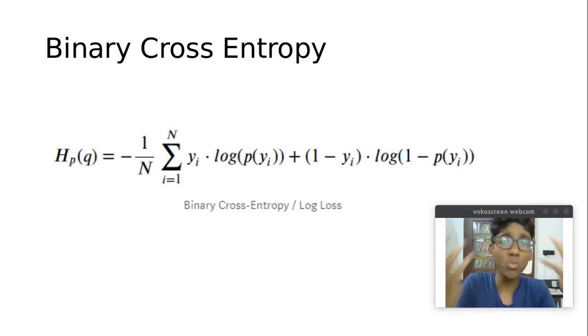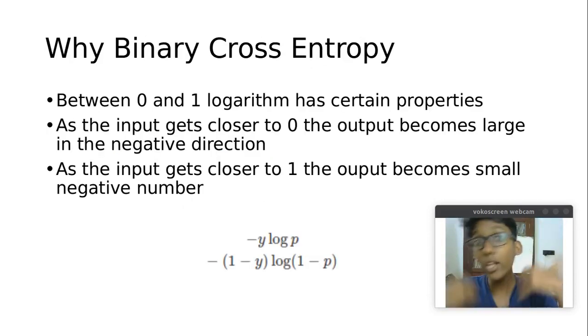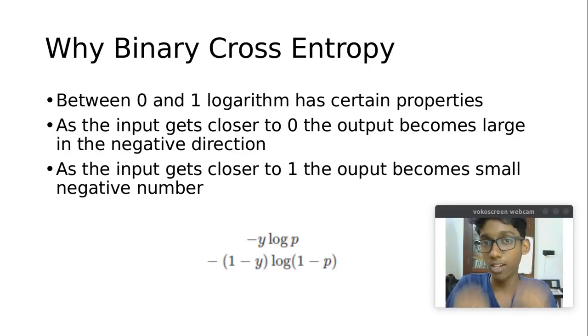Why can't we use mean squared error? I'll explain that in 1 second. So why do we use binary cross entropy? In the logarithm function, the log function, there is a peculiarity.